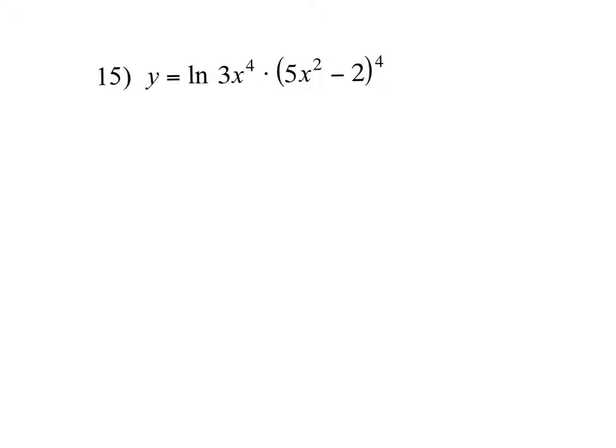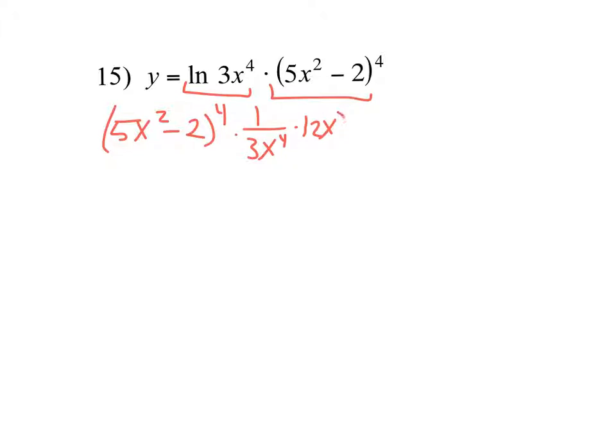Okay, 15, here we've got a product rule to start out with. I'm just going to write this out. I know it's a product rule because I have two things being multiplied together. So we're going to do 5x squared minus 2 to the fourth times the derivative of the first. That's going to be 1 over 3x to the fourth multiplied by 12x to the third.